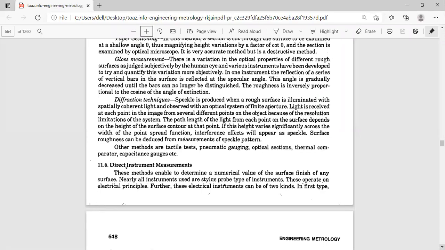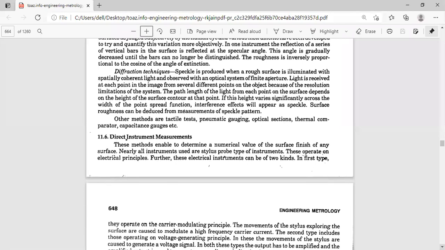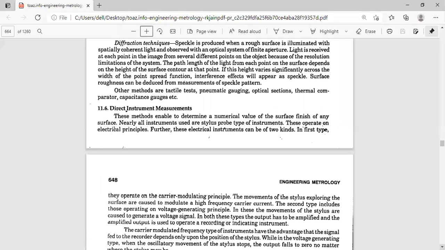So the direct measuring instruments operate on the electrical integrating stylus. Already I told you why it is integrating: the stylus is made to move over the surface. These instruments can be of two types. Last class we just briefly covered this. One is the carrier modulating principle. How to create a carrier wave in the Wheatstone bridge: already I told you we have to use an oscillator. The diagram is there; I'll come to that.